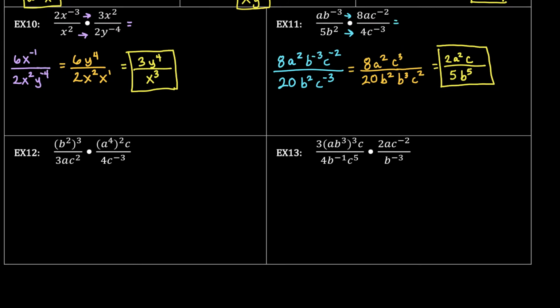Okay. So before we can multiply across, we have to simplify the top, right? So let's do that part and this part. So b to the second to the third. Remember, when exponent and exponent you multiply, so b to the sixth over 3ac to the second, times a to the fourth to the second. Remember, we'll multiply, so a to the eighth c over 4c to the negative third.